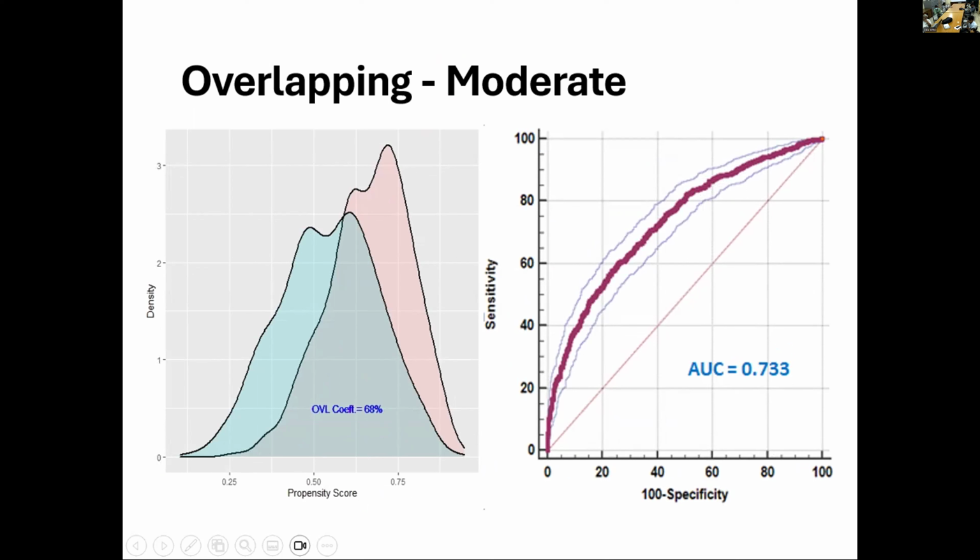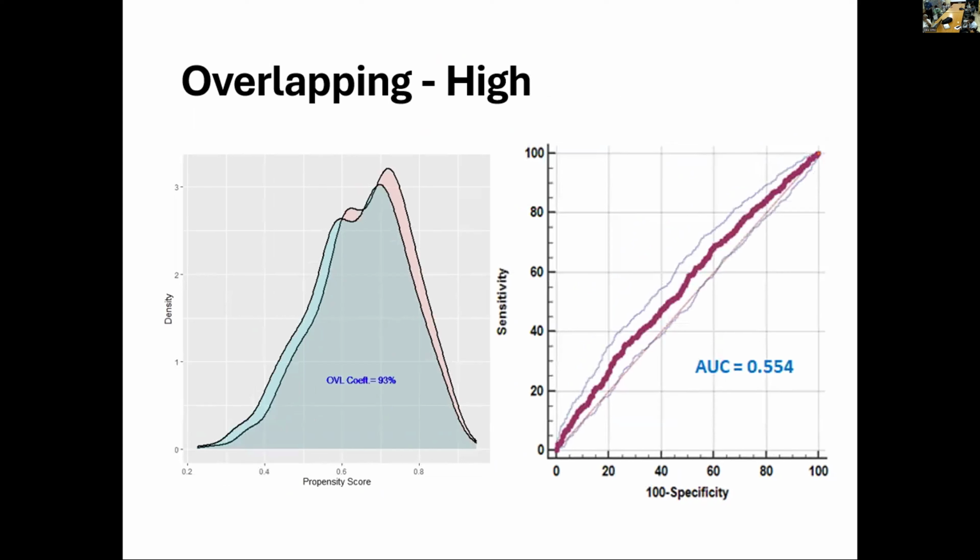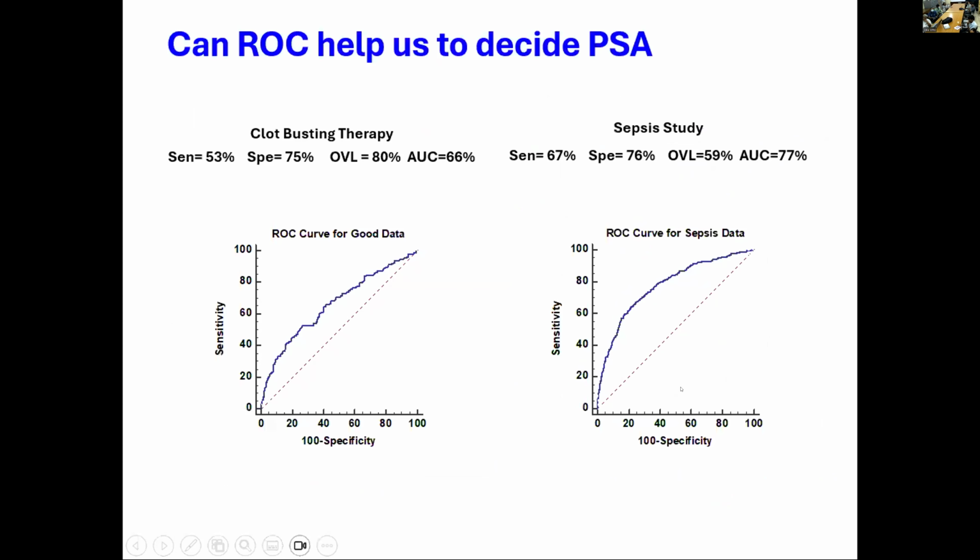So this is where the gray area is, whether you do or don't do the PSA, we don't know. So we'll have to see. No harm in doing that analysis. And when there is a good overlap, it suggests that there is no need for PSA analysis.